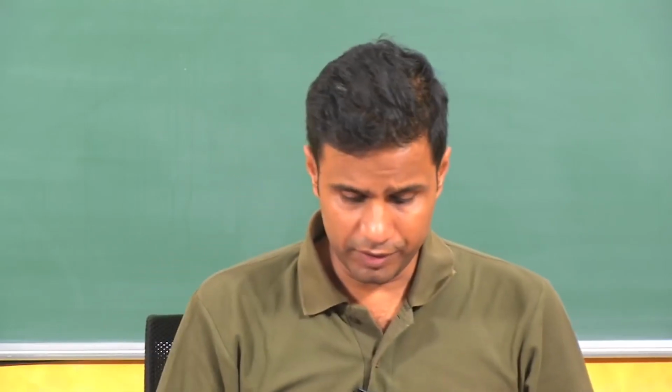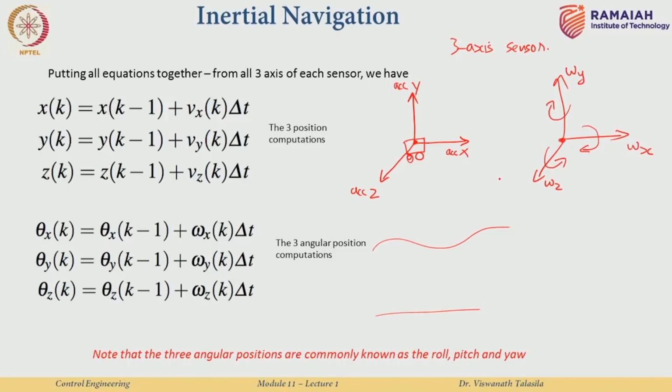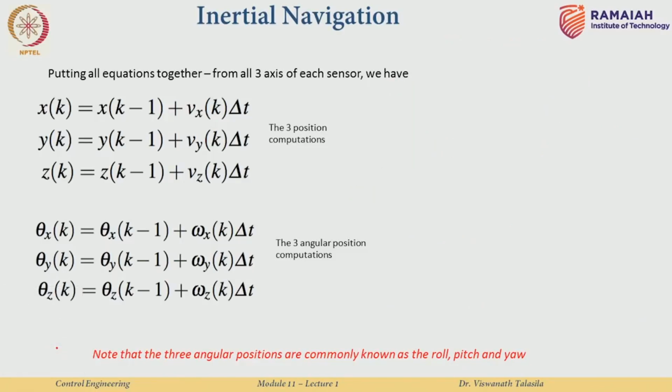When you take all of these, then basically what you will get are these 3 equations in the computer in the discrete time case. This is the computed position along the x direction, assuming we have computed the velocity along x. We have the position along y, position along z. And similarly, we have the angular position along x, angular position along y, angular position along z after we have made the angular velocity measurements along x, y and z.